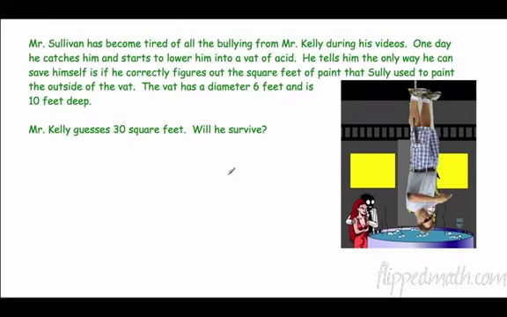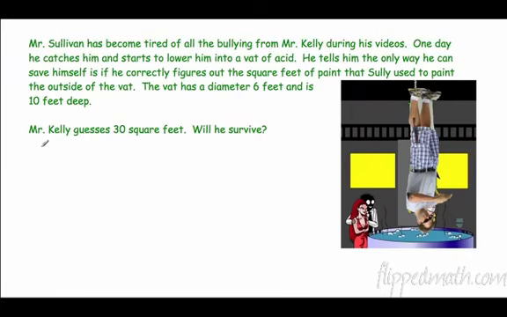Sullivan has become tired of all the bullying from Mr. Kelly during his videos. One day he catches him and starts to lower him into a vat of acid. He tells him the only way he can save himself is if he correctly figures out the square feet of paint that Sully used to paint the outside of the vat. Vat has a diameter of 6 feet and is 10 feet deep. Kelly guesses 30 square feet. Will he survive? Let's take a look.